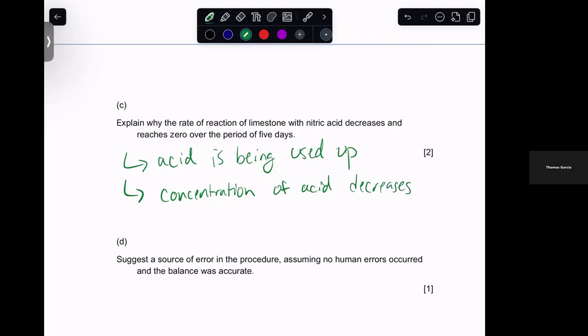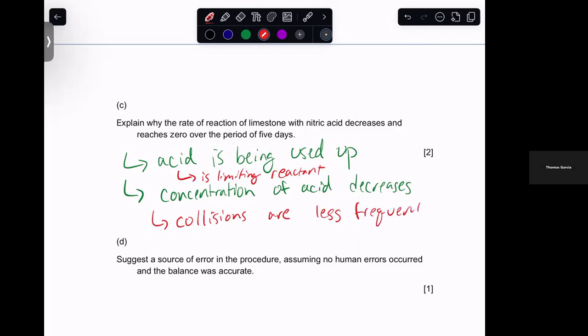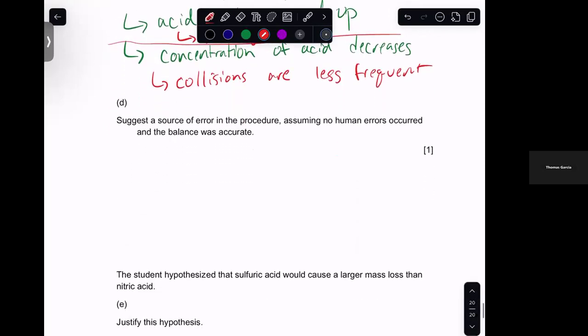So those will work. There's some alternate answers that you can also use. You can say acid is limiting reactant. You could also imply that the collisions are less frequent. Either way, you need one from the top two and one from the bottom two. All right, suggest a source of error, which there are so many sources of error.